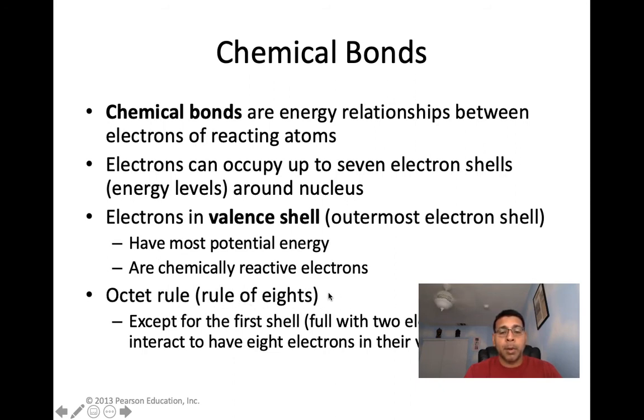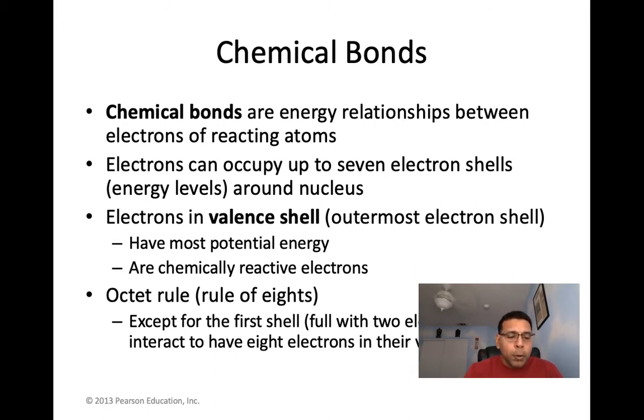That's what I'm kind of pointing to here. We're going to talk about the rule of 8, basically the octet rule. Shell 2 holds a maximum of 8 electrons. It's 2 plus 6, S, then P. So then electron shell number 3 is going to have room for 18.